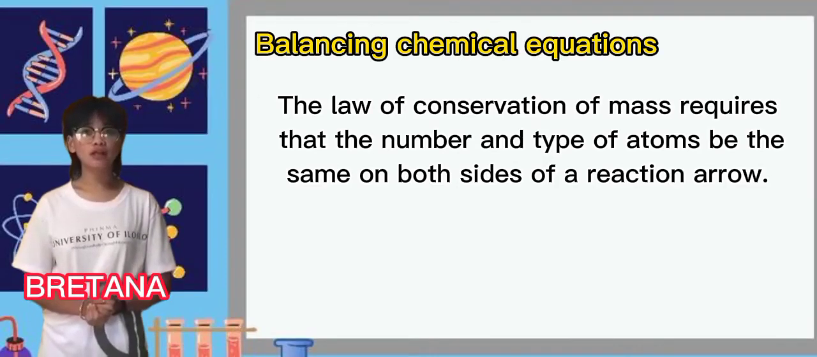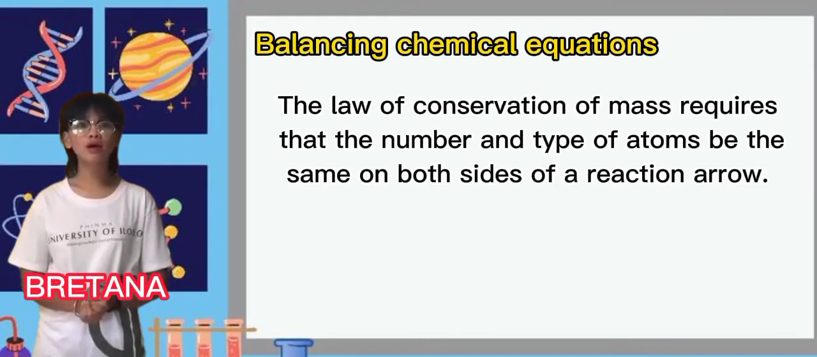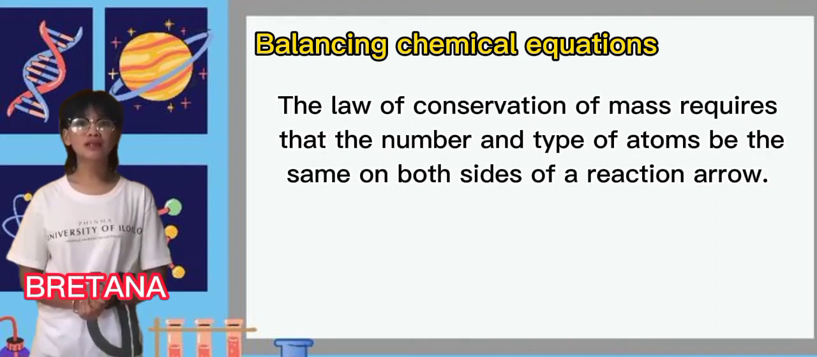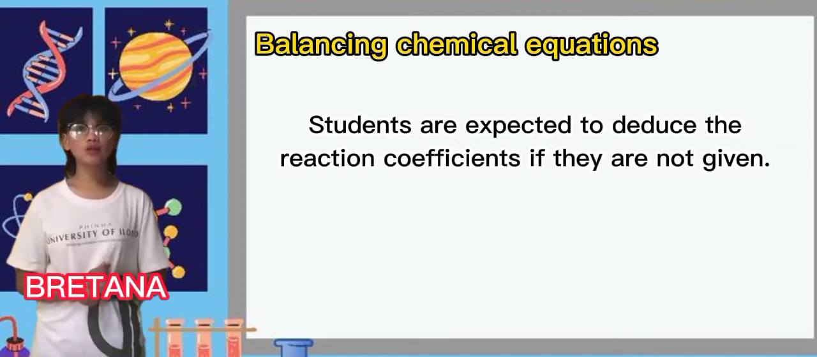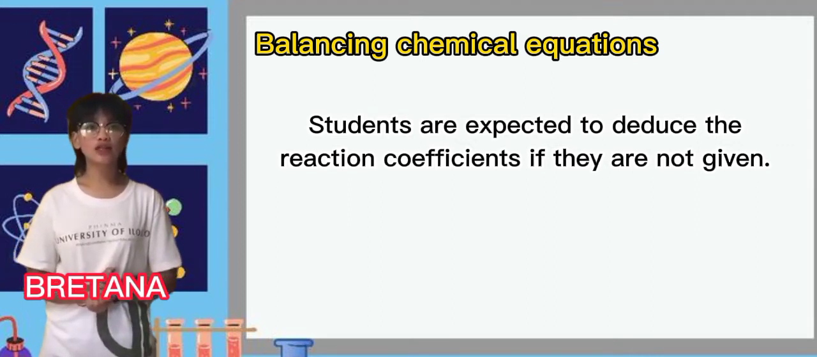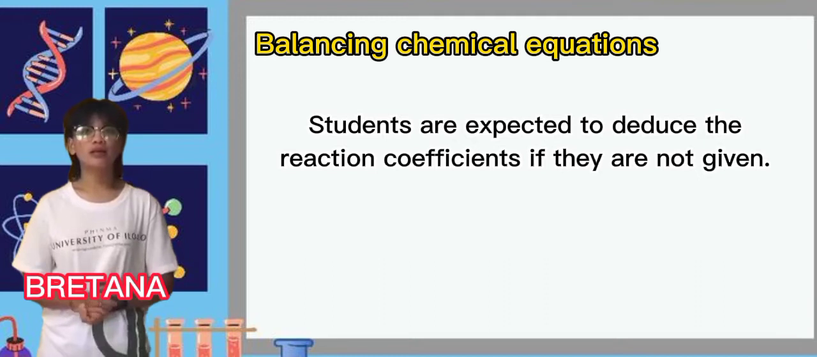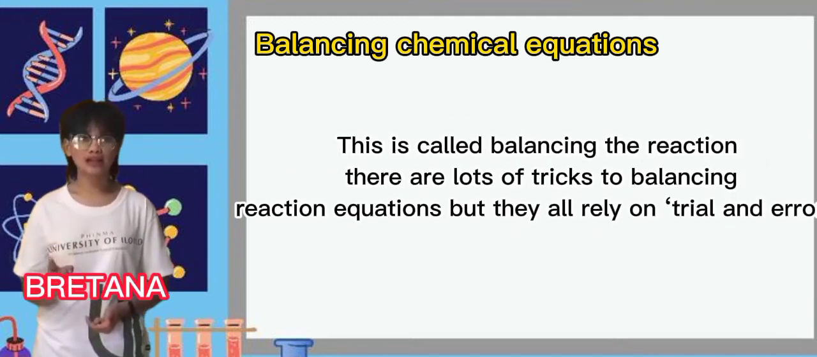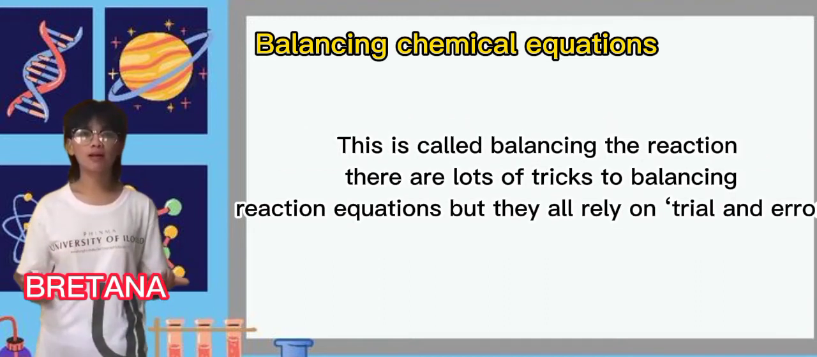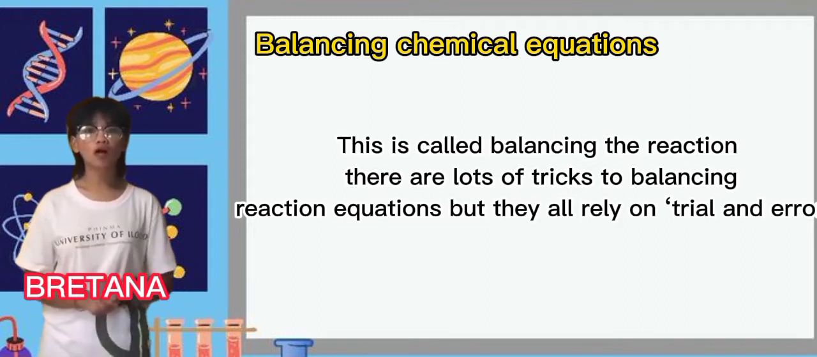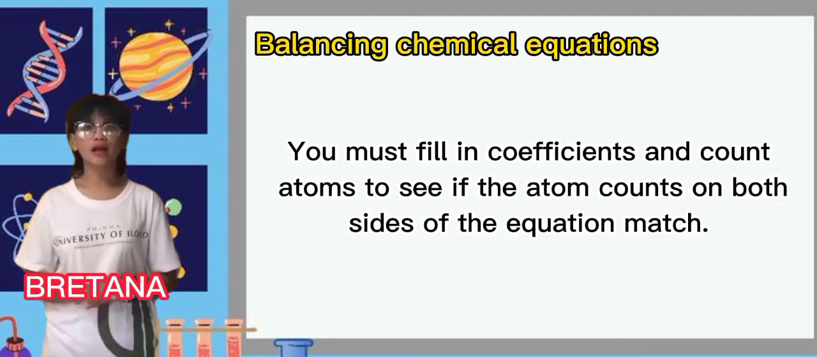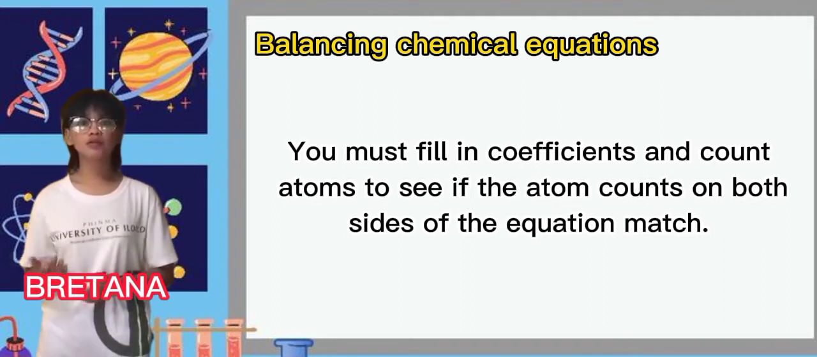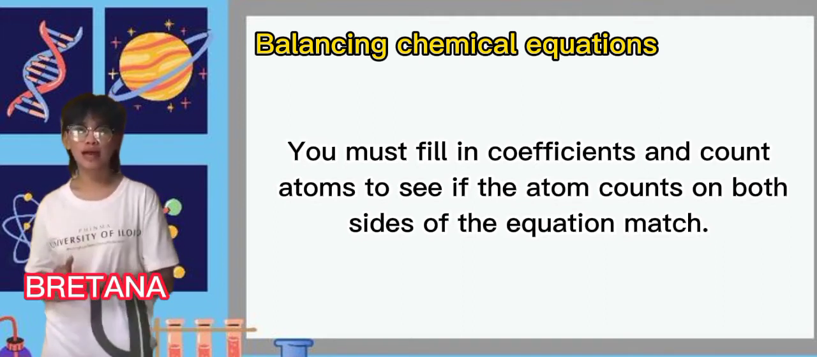The law of conservation of mass requires that the number and type of atoms be the same on both sides of the reaction arrow. Students are expected to deduce the reaction coefficients if they are not given. This is called balancing the reaction. There are lots of tricks of balancing equations, but they all rely on trial and error. You must fill in coefficients and count atoms to see if the atom counts on both sides of the equation match.